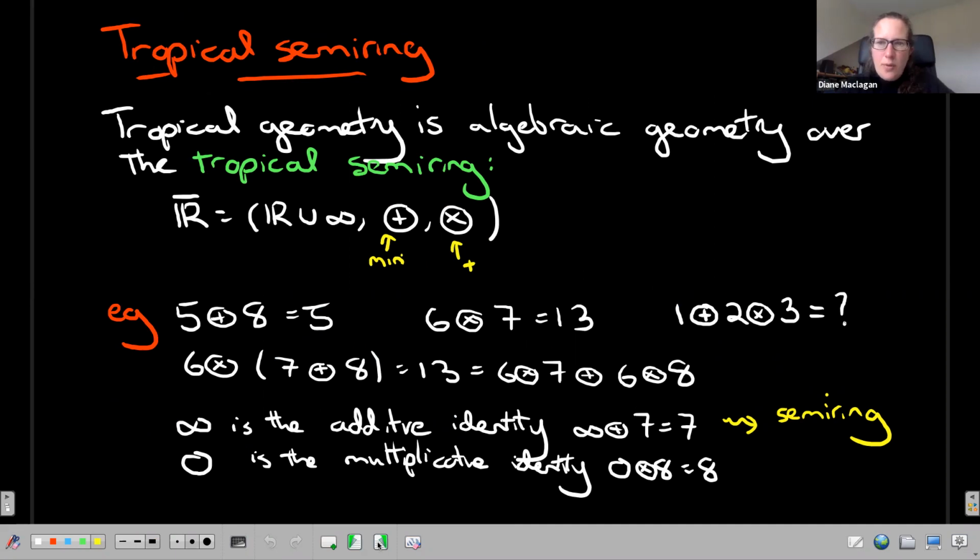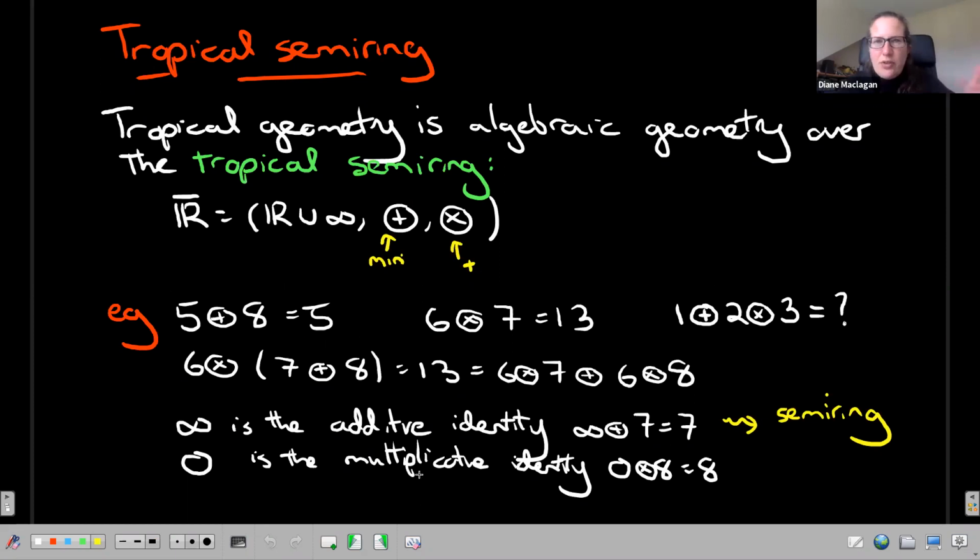The tropical semiring is R union infinity with two operations: tropical addition, which is min, and tropical multiplication, which is usual addition. So that means we have things like 5 tropical plus 8. That's the minimum of 5 and 8. It's 5. 6 tropical times 7: 6 plus 7 is 13.